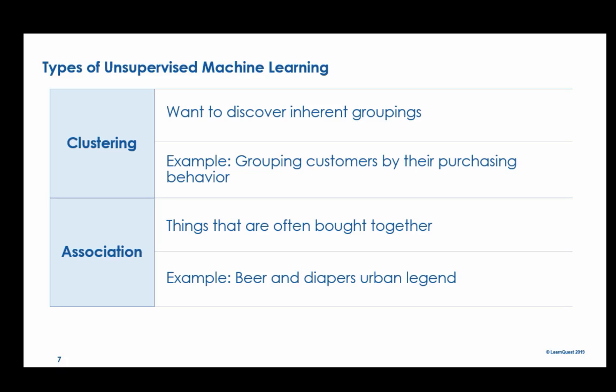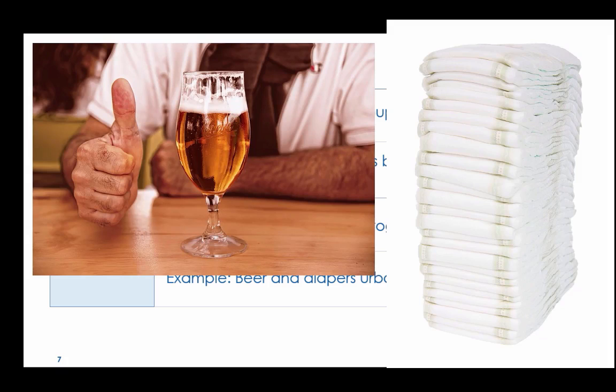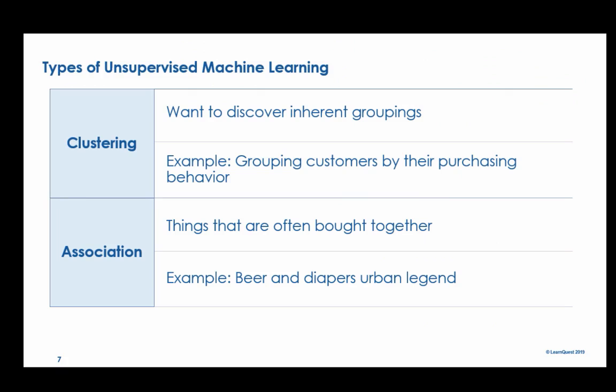Another good example is unsupervised machine learning, where we explore things that are often bought together. An example of that would be the beer and diapers urban legend, where a father goes in to buy diapers on Thursday nights and he's always also going to buy beer to get ready for the weekend. It's a very highly contested hypothesis, by the way.